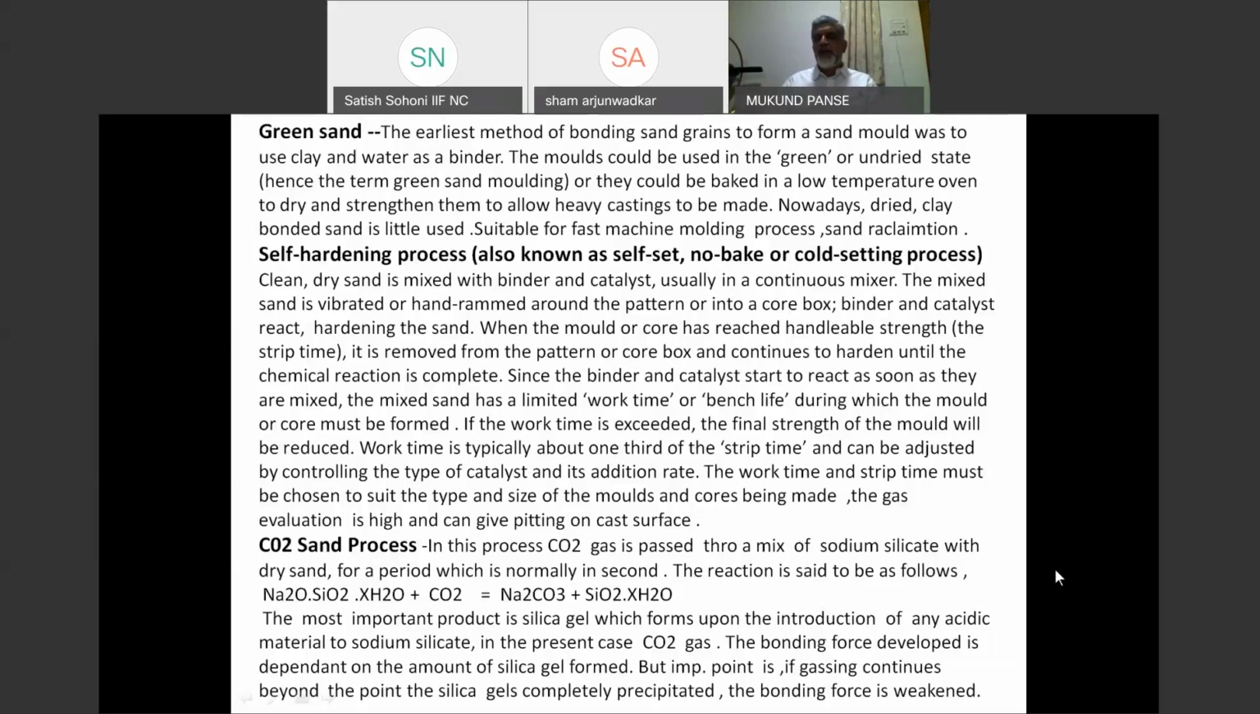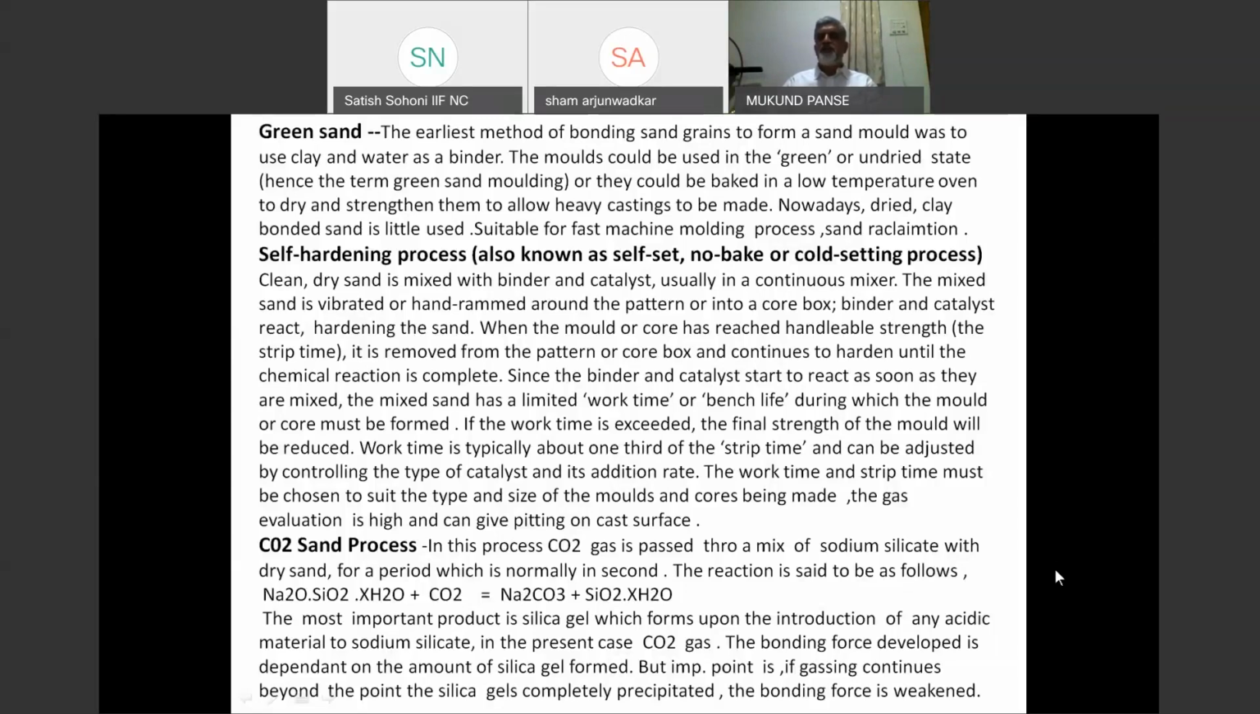The work time and strip time of the sand can be changed depending on which catalyst you are using, or by changing the quantity of catalyst added, like fast setting or slow setting. Suppose a small batch jobbing foundry makes castings from 500 kg to 5 ton. The molding box size will vary, the time required to make the mold varies, and all these variations in sand properties are required. But most of the current continuous sand mixers have these facilities and can be used conveniently.